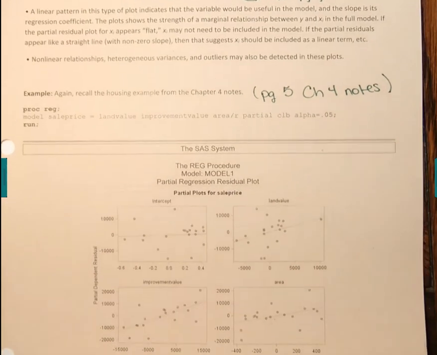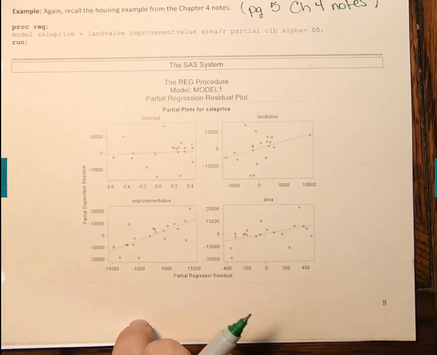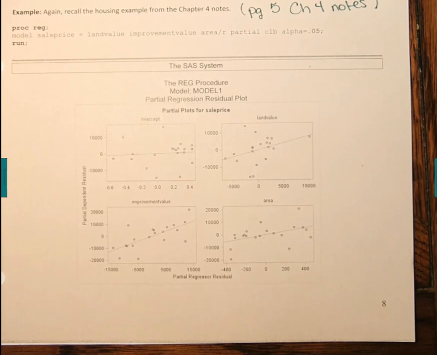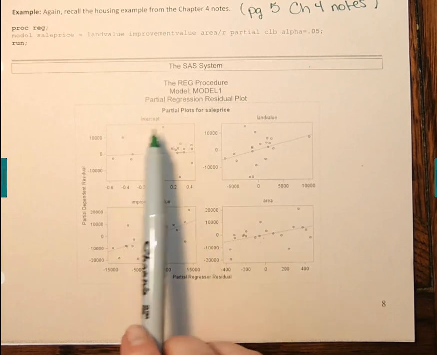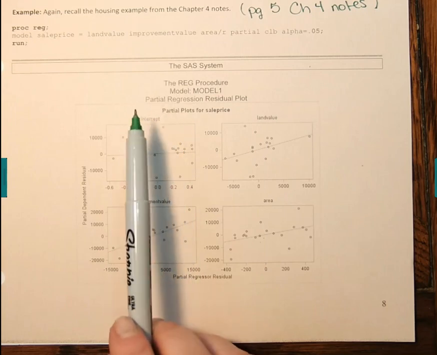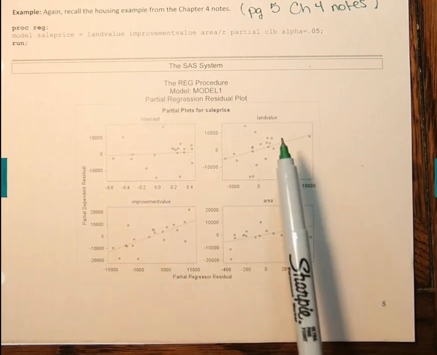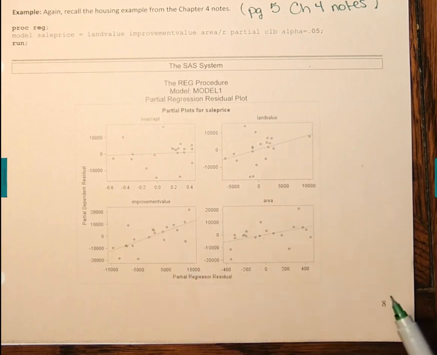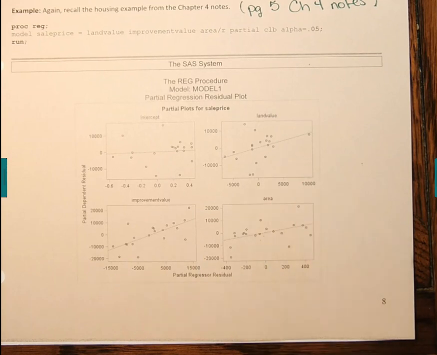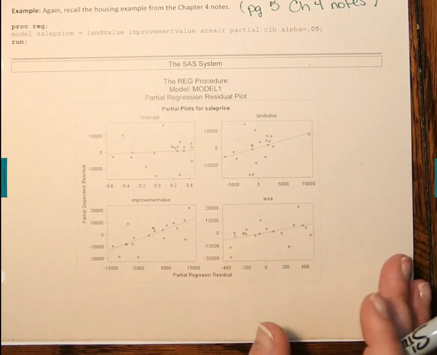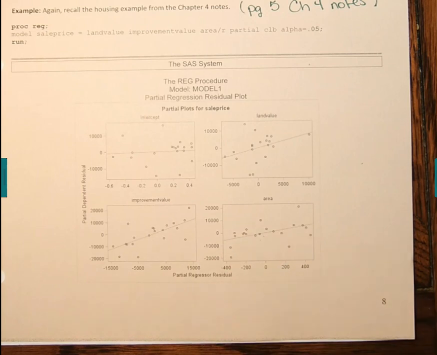Here are the partial regression residual plots. Notice it includes the intercept. We're not going to worry about that. We know the intercept's always going to be in the model. But for each of our independent variables, we've got land value, area, and improvement value. All of these have a fairly linear pattern to them, and so that would suggest that these are useful in the full model. If it appears flat, none of these are terribly flat. They've all got some slope to them. That might help us make choices.